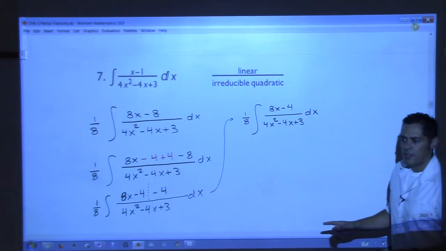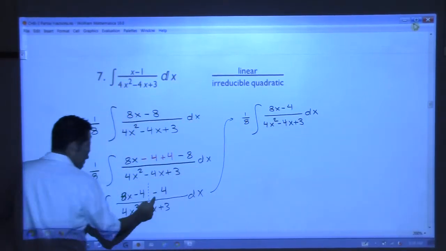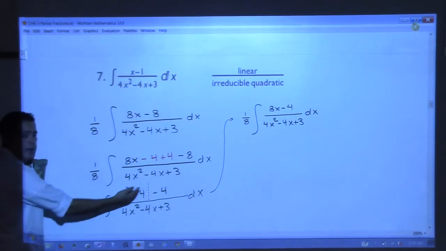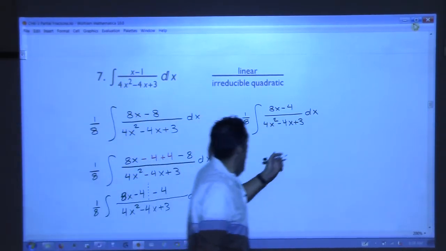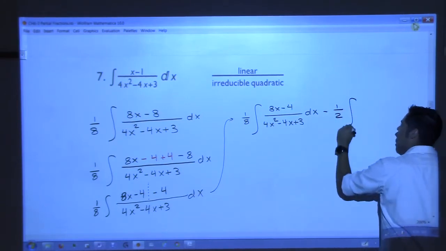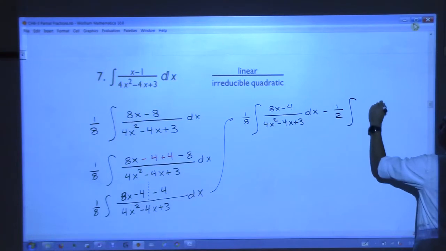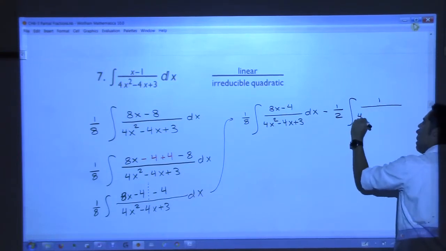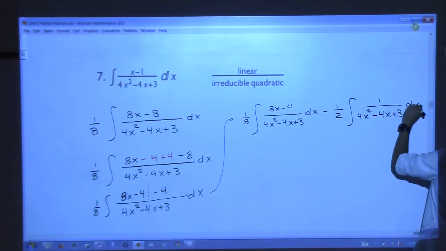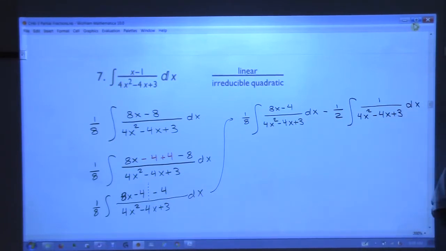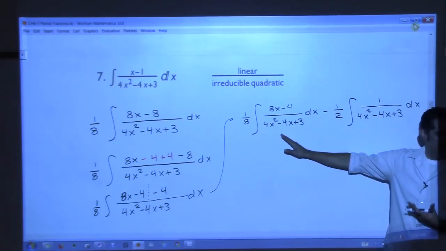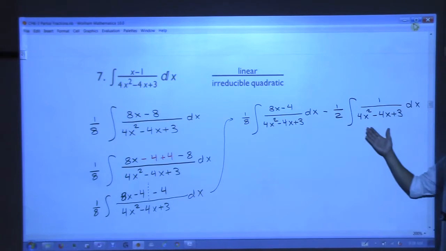Now, the other integral is going to have what in it? I have a minus 4 on top, and I have a 1/8 out on the front, right? So when I pop that negative 4 outside, it'll become negative 1/2. Agreed? And then integral of 1 over 4x squared minus 4x plus 3 dx. Now this one right here, I can handle, again, because I made it so I could handle it. Now what about this one?